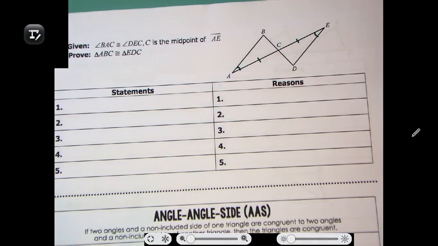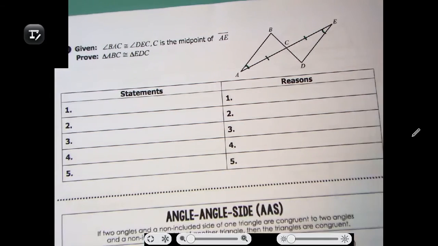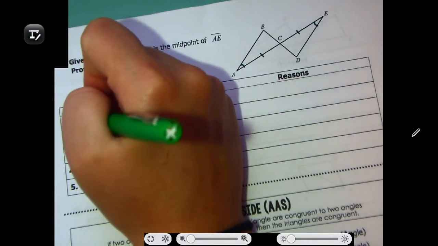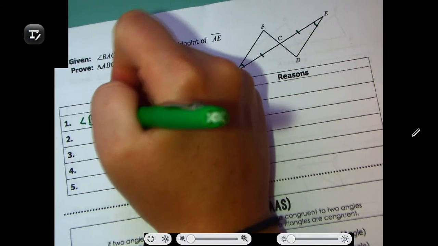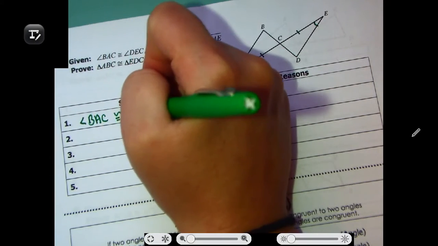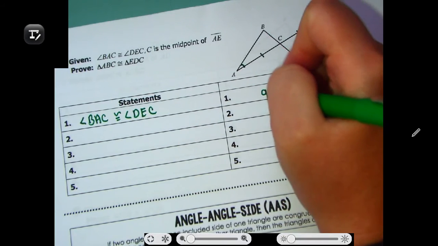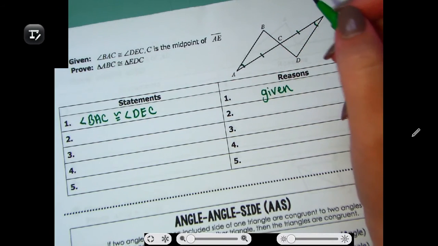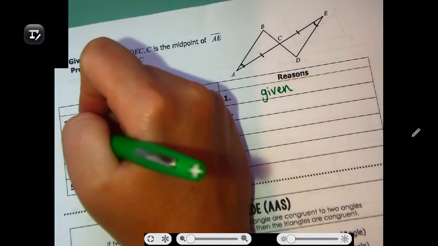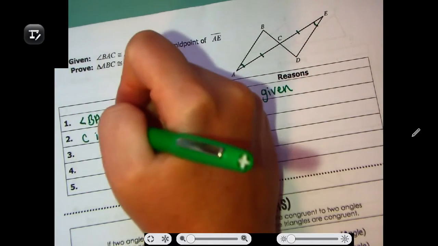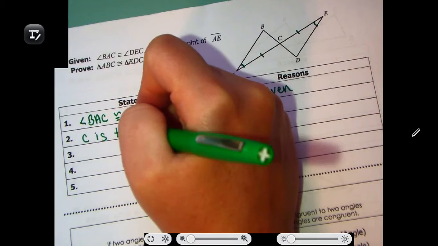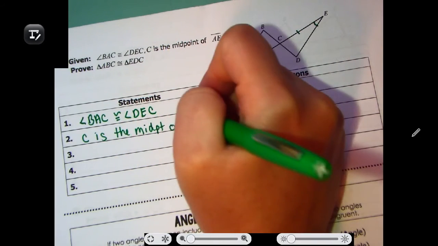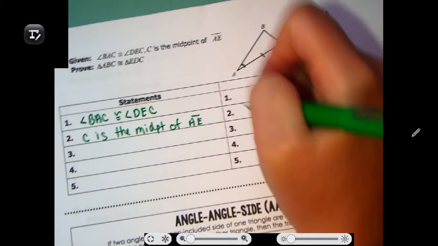Okay, so now I'm going to write down my given stuff that I just labeled on the figure. So the first thing, angle BAC is congruent to angle DEC. That's given to me. So always nice and easy to write in my given stuff. Then C is the midpoint of AE. That was given to me.